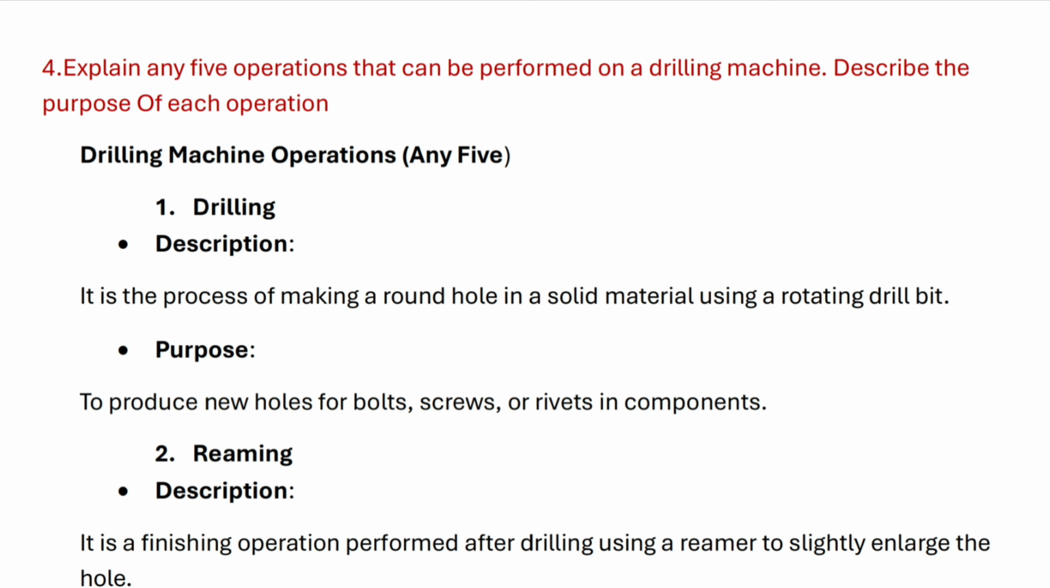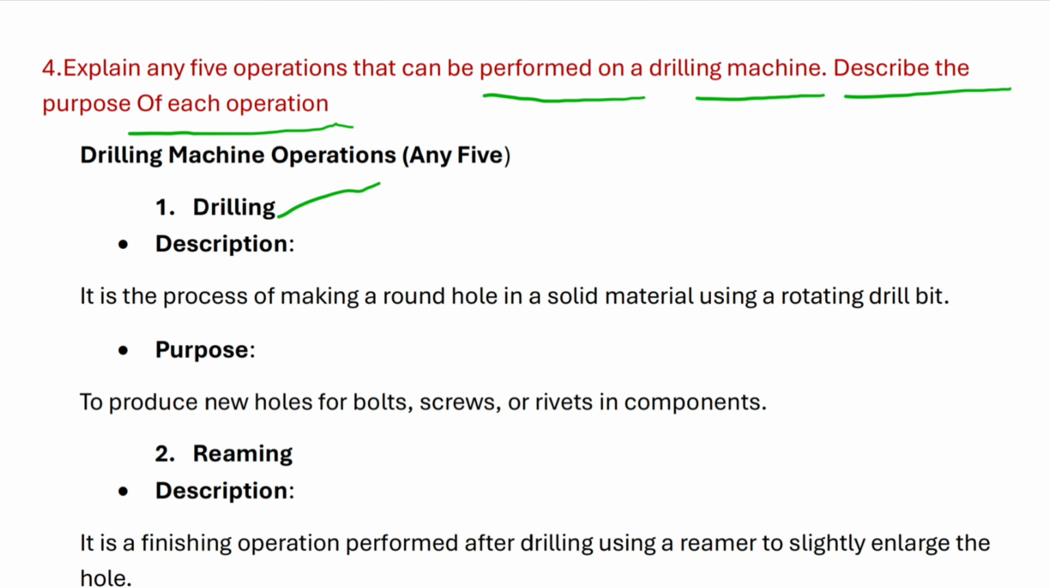This is model question paper 1, mechanical engineering, concepts of mechanical engineering 2. These are the remaining 10 marks questions. I have already explained 3 questions. This is the fourth and fifth question in this video, which I'm going to explain. The question is: explain any five operations that can be performed on a drilling machine and describe the purpose of each operation. Why do we have to use different types of drilling machine operations, and what is the use?